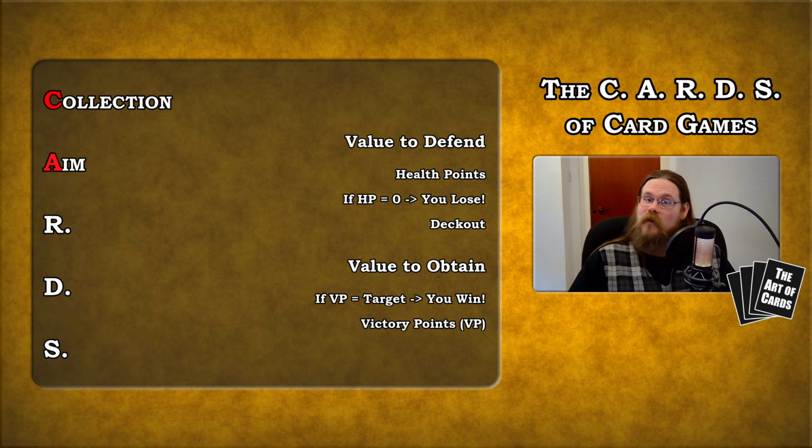Of course you can have multiple different win conditions, but usually you have one main one. And that's where you can then ask yourself if you would like to have the value to defend, like a health pool, or if you want to go with victory points, so the value to obtain.